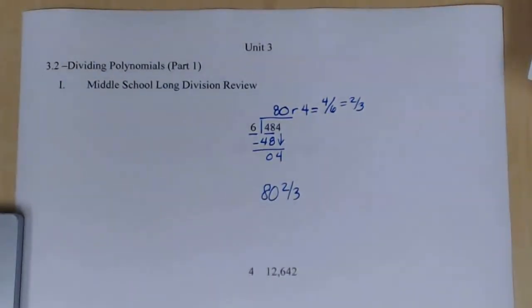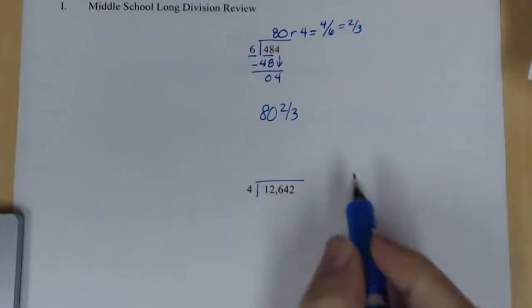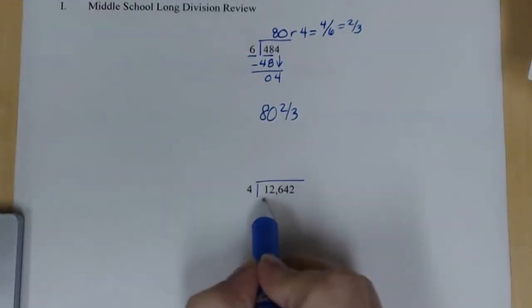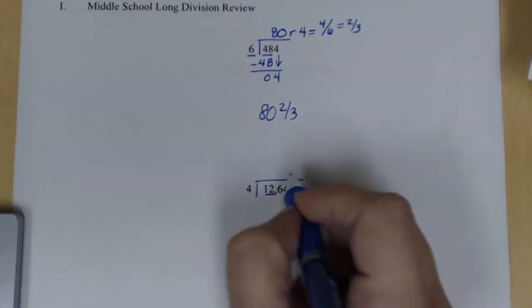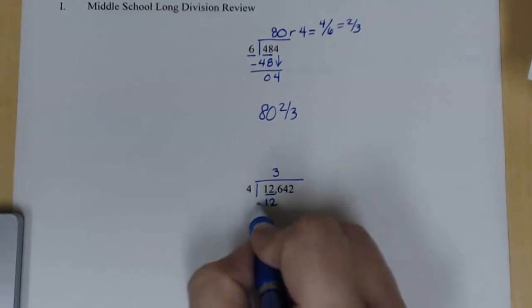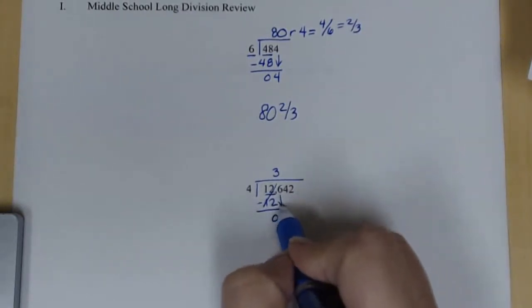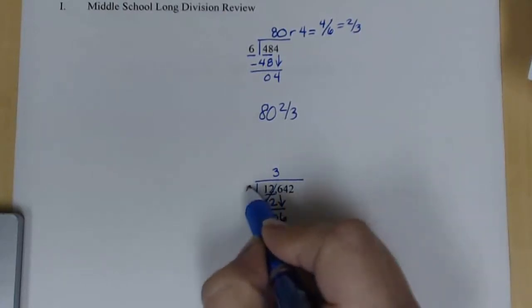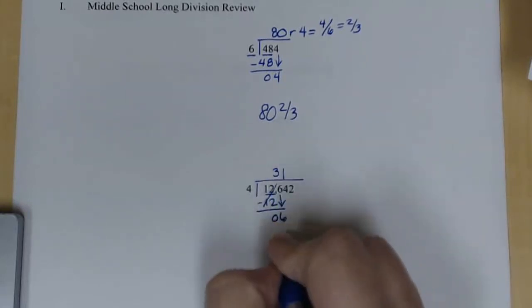No big deal. Let's do a little bit harder one. So let's take 12,642 and divide it by 4. You don't look at the 2, you don't look at the 64, you don't look at this long piece, you just look at the front. You say, okay, well, 4 will go into 12. We'll go into it 3 times. You multiply 4 times 3, which gives you 12, and subtract. It gives you 0, and then you bring down the next number of 6. Then you say 4 goes into 6 one time. 1 times 4 is 4, and then you subtract 6 minus 4, which is 2.